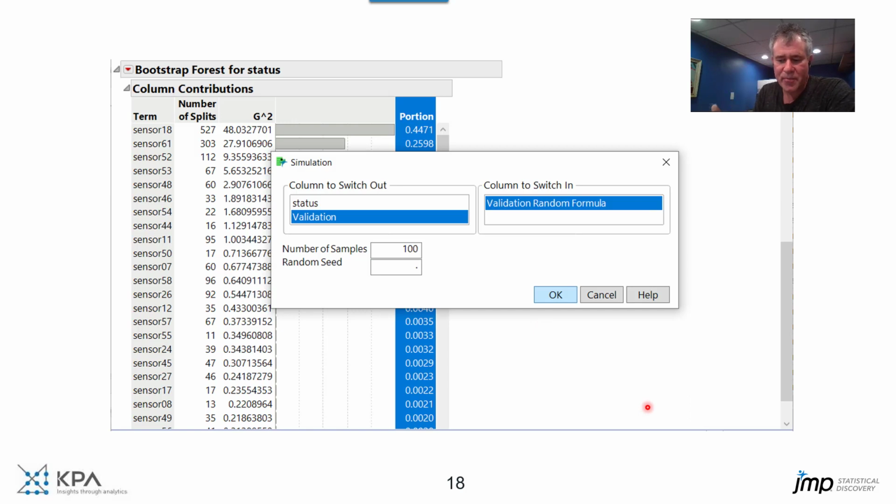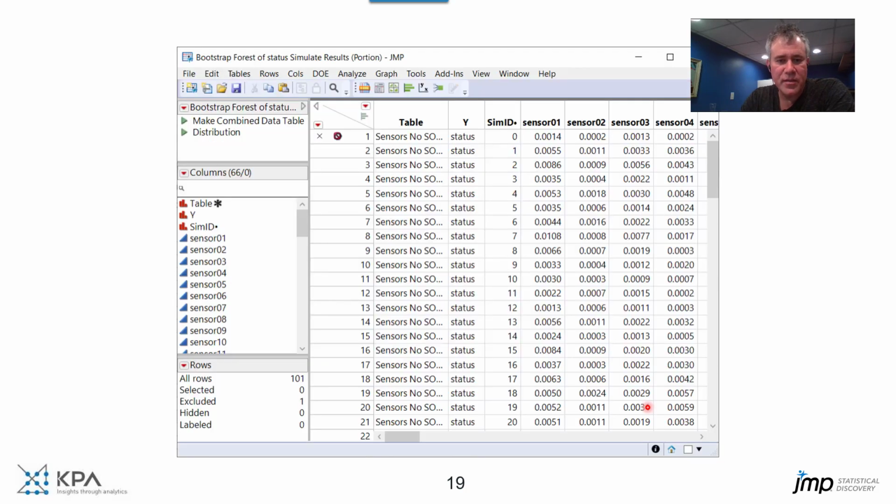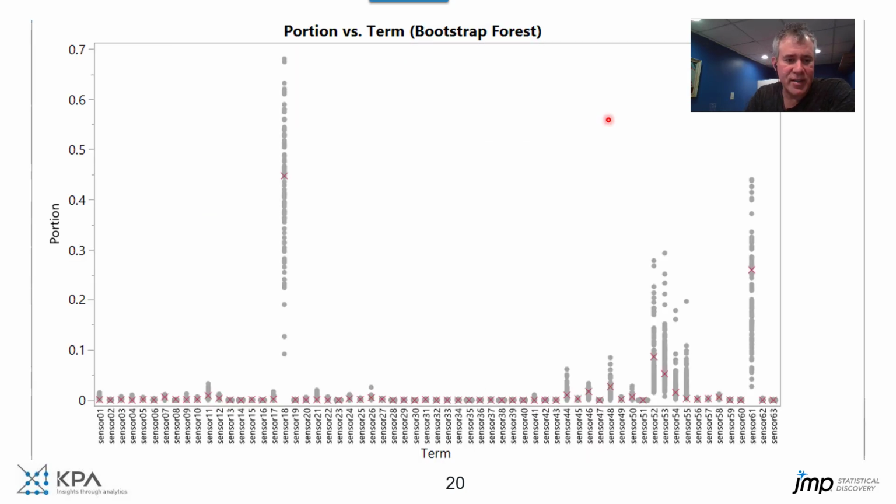So Bootstrap Forest is going to be rerun using new random partitions of the data into training and validation, and we're going to look at the distribution of the portions across all the simulation runs. This will generate a data set of column contribution portions for each sensor, and we can take this and go into the graph builder and take a look and see how consistent those column contributions are across all these random partitions of the data. So here's a plot of the column contribution portions from each of the 100 random reshufflings of the validation column. So those points we see in gray here.